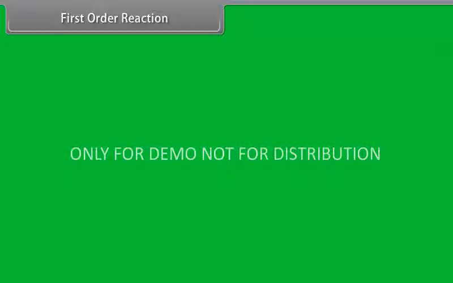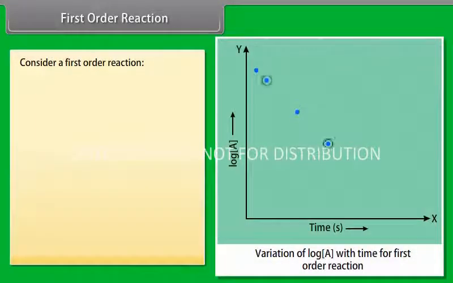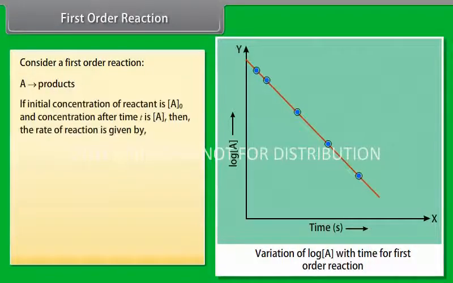First order reaction. Let us consider a first order reaction in which A is changing into products. If the initial concentration of reactants is A naught, and concentration after time T is A, then the rate of the reaction is given by minus dA by dt is equal to the product of K and A. It can be written as minus dA upon A is equal to K dt.